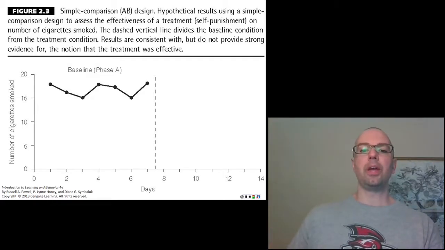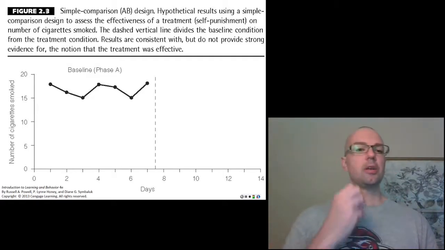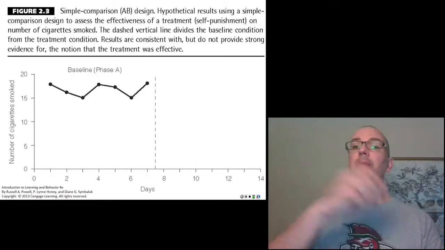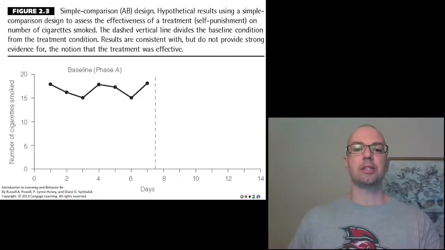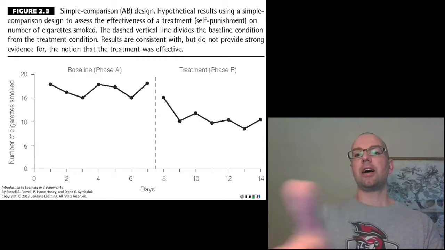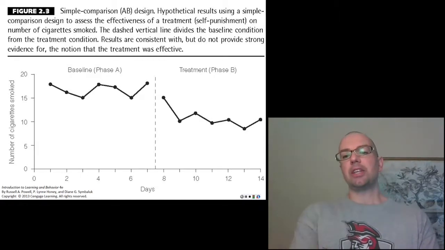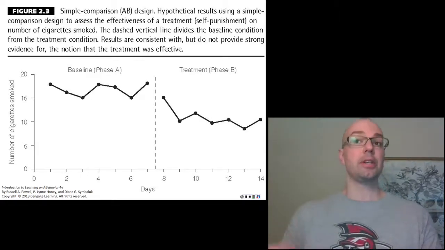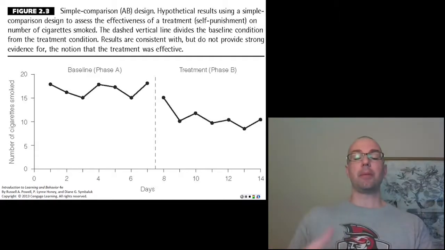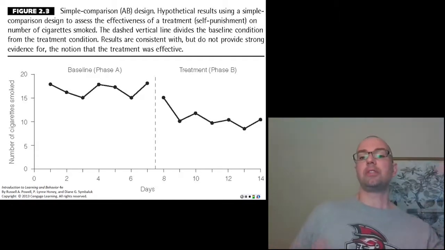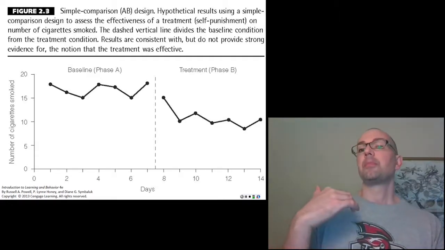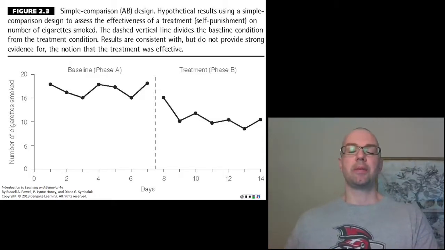They go away for a week. They smoke, they rip up $5 bills, they smoke, they rip up $5 bills, and they record how many cigarettes they're smoking. And that's your treatment phase. And as you can see here, the number of cigarettes has gone down. So now they're averaging about 10 cigarettes per day. So it used to be 17, now it's 10. It looks like the treatment is effective.